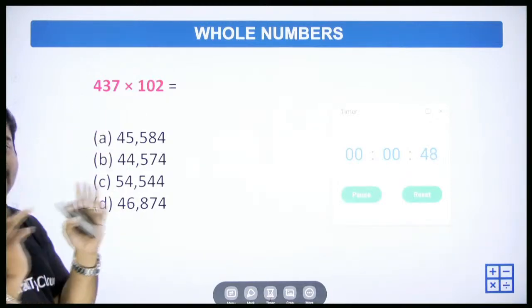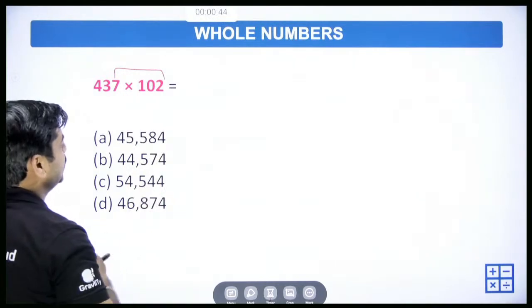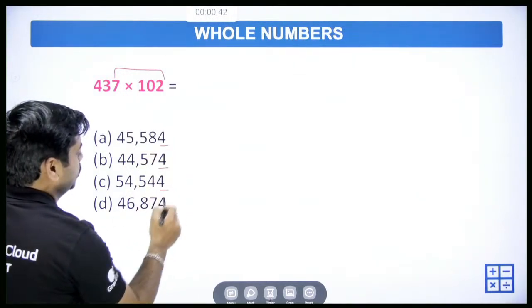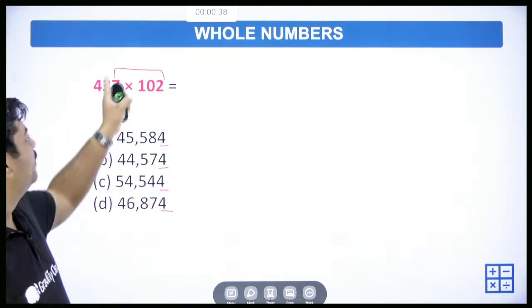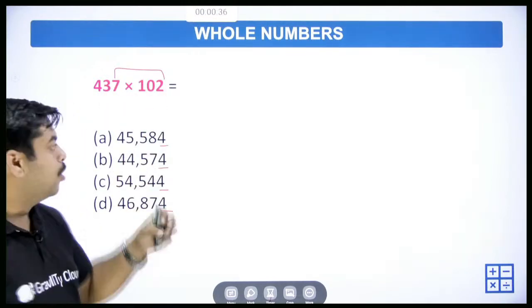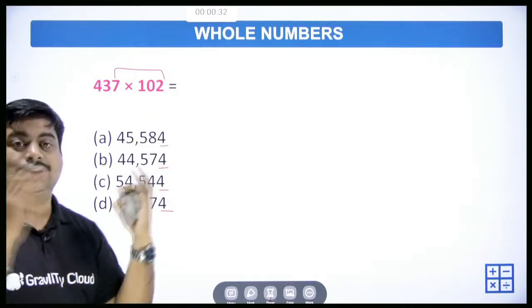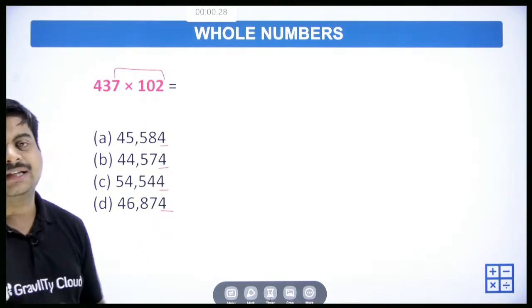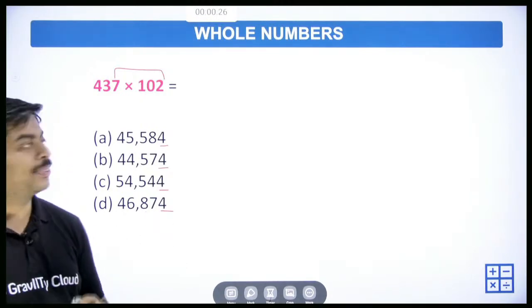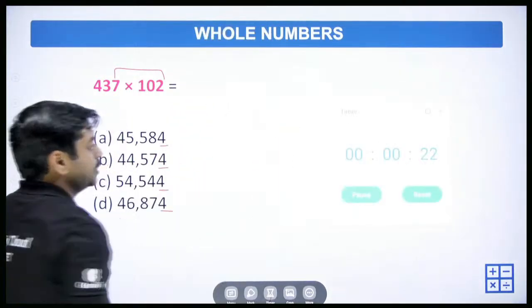437 into 102. One thing for sure, 7 into 2, the units digit should be 4, and that is there with all the options. So we cannot eliminate any option, correct? Had it been that only one option ends with 4 and all the other options end with different numbers, then without any multiplication we could directly say that is the answer. But now as all things are equal, please try to do it fast.